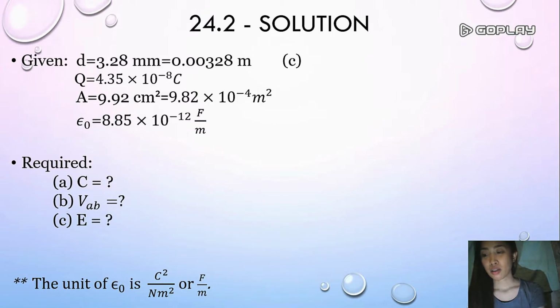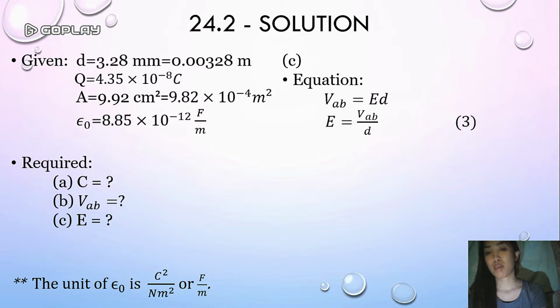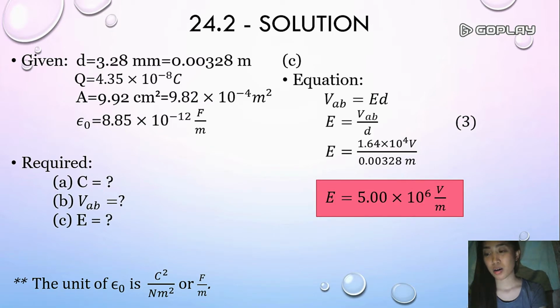Then for letter C, we already have the values of the voltage and the capacitance. Due to the charged plates, there is a uniform electric field between them, and it is given by the equation V is equal to E times D, or E equals VAB over D, wherein E is the electric field due to the charge in the conductive plates and D is the distance between them. Now we can plug our given values for D and VAB in the equation to get the E. So substitute the values. So we get 5.00 times 10 raised to 6 volt over meter. And that is our electric field between the two charged plates.